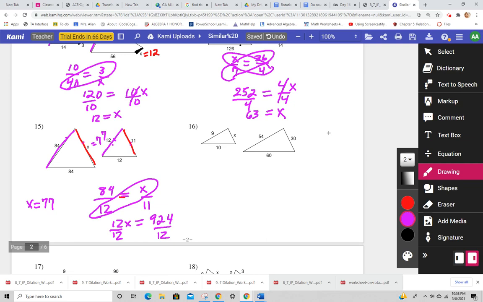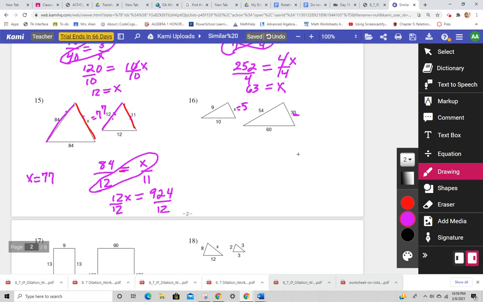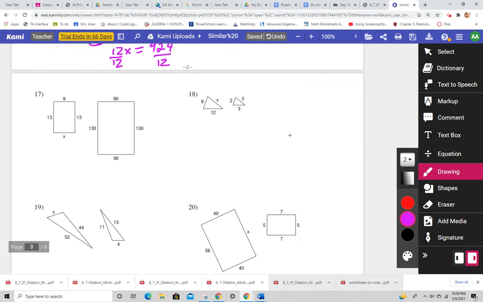All right, let's see if we can use the scale factor here. That's 9 times 6 to get 54. 10 times 6 to get 60. So if we divide this by 6, we will get 5 here. Okay, so we didn't have to use a proportion. We could, but as long as the numbers are easy enough, you don't have to use a proportion unless the numbers are not so nice.